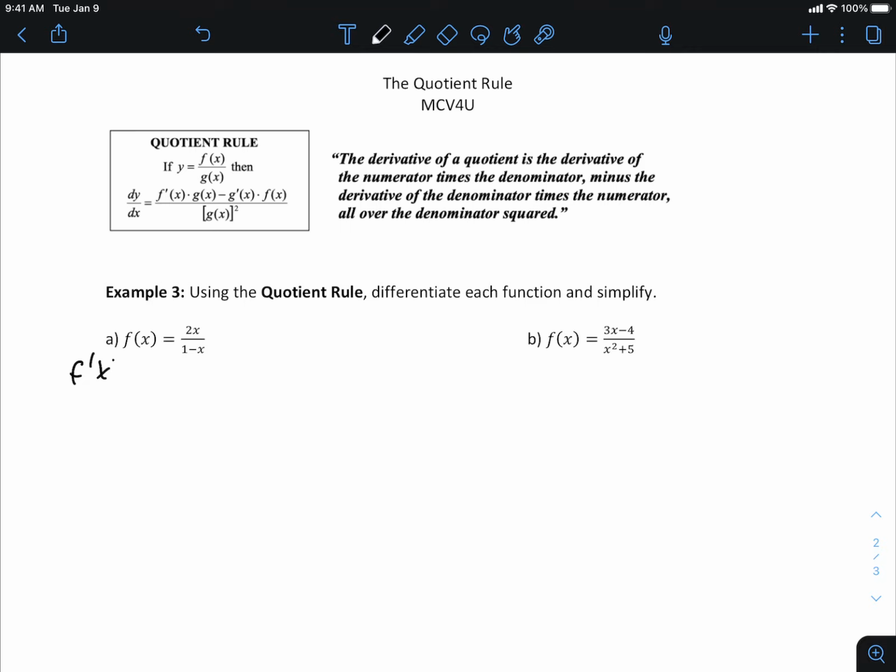So the derivative, f prime of x, is going to equal, you might have to label this one p of x or something, and g of x. But it's going to equal the derivative of p of x, so we're going to say 2 times 1 minus x, minus, then we're going to say the derivative of g. Well, that's going to be negative 1 times 2x, all over 1 minus x squared.